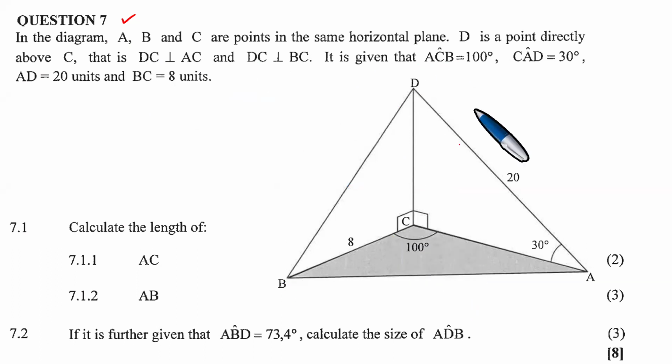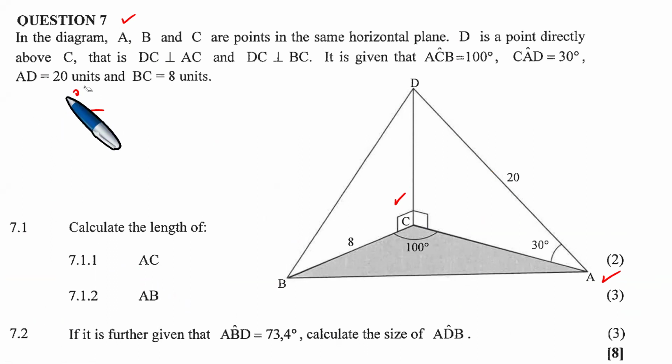It is given that ACB is 100 degrees. CAD is 30 degrees. Now, AD is 20 units, and BC is 8 units. Now, calculate the length of AC. So this is A, and that is C, and we need the length. So this is adjacent over hypotenuse, cosine of 30. So obviously now you can be in a position to use that.